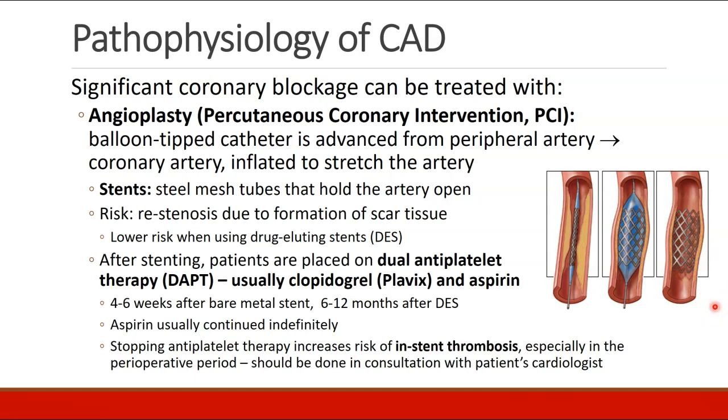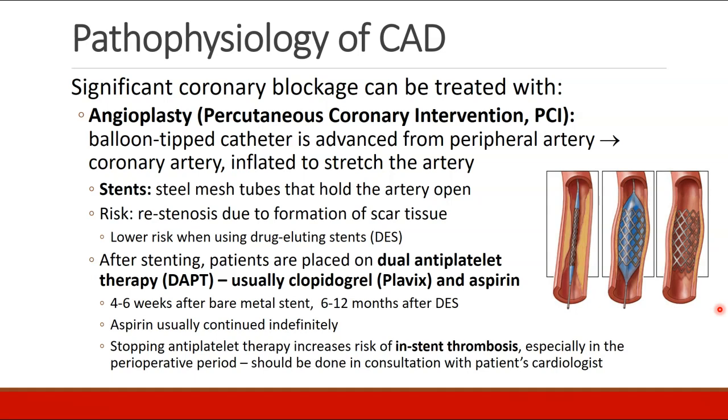Now, the problem with putting a foreign body into the coronary artery is a risk of re-stenosis due to formation of scar tissue and clot around this metal structure. This risk can be decreased when using drug-eluting stents. These are stents that are impregnated with a drug that minimizes risk of clot formation.